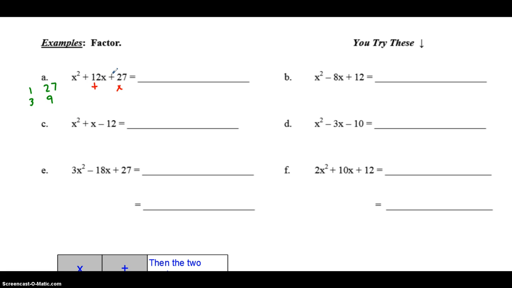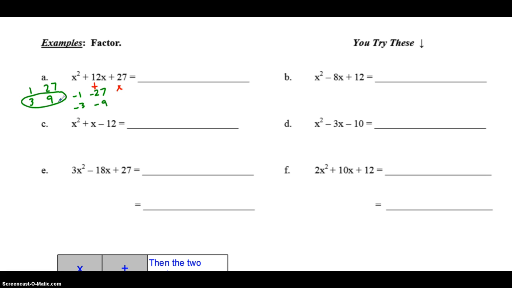Now in this case, they have to add to positive 12. Hopefully that's pretty straightforward to see. Keeping in mind, there are always two potential options. Another potential thing you might see is where they're both negative, they would also multiply to a positive 27. Now that's not needed here, negative 3 and negative 9, because they're adding to a positive 12, but those are other possible factors in this scenario.